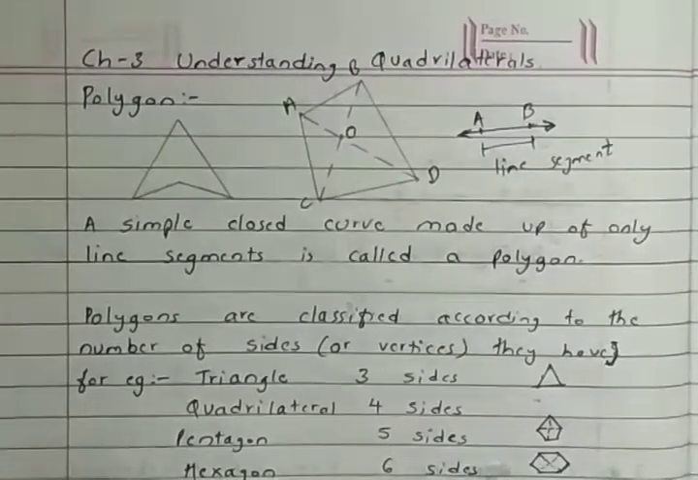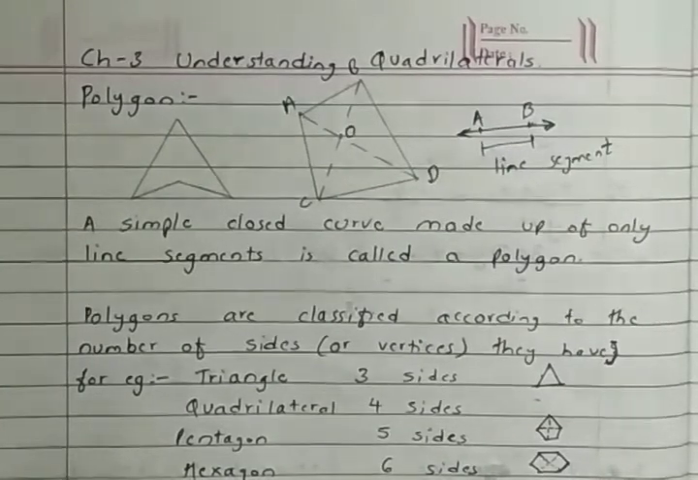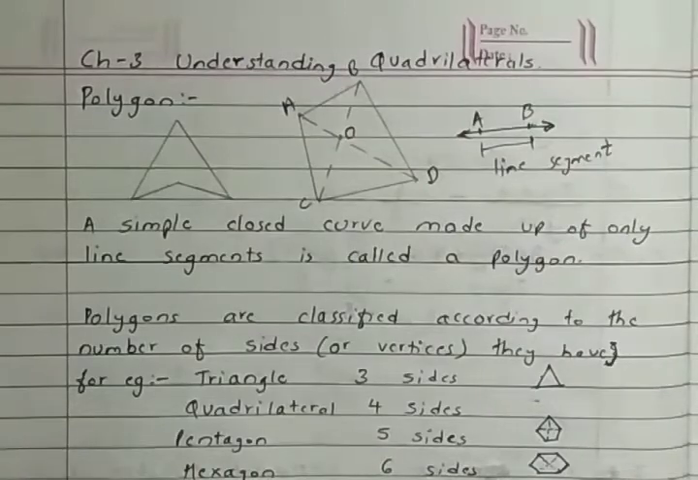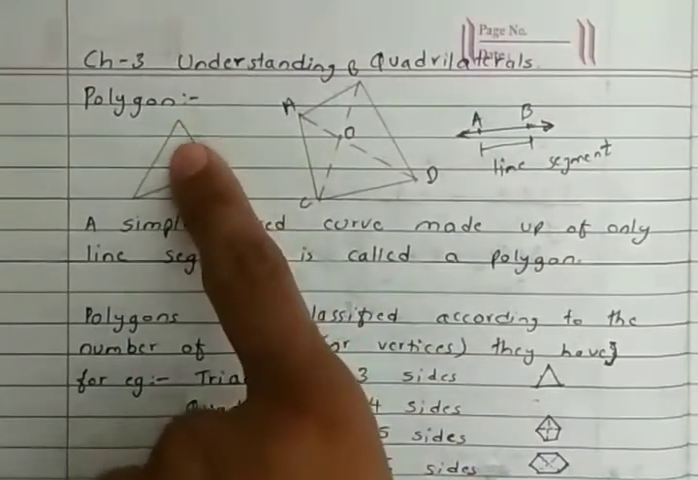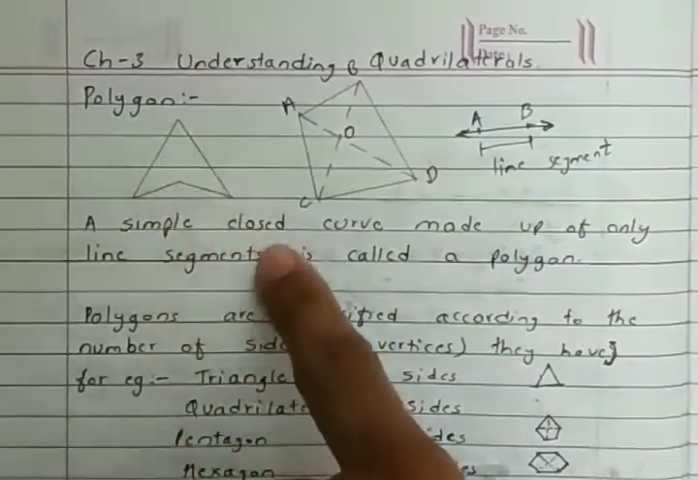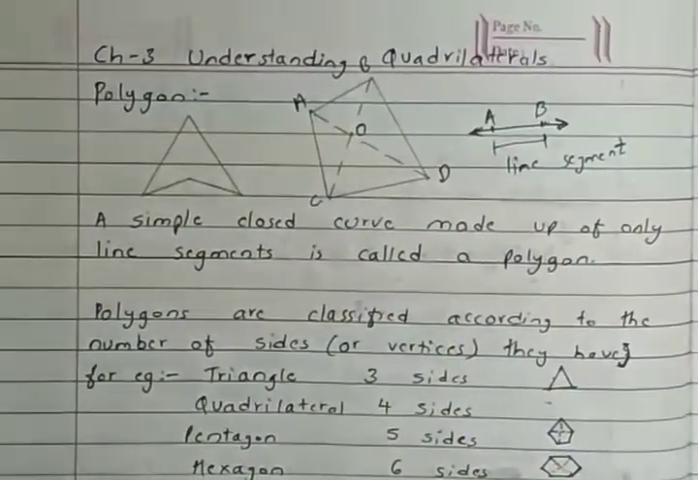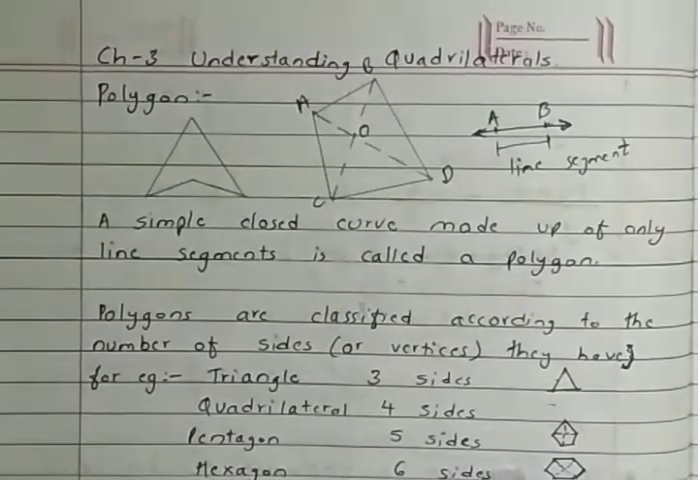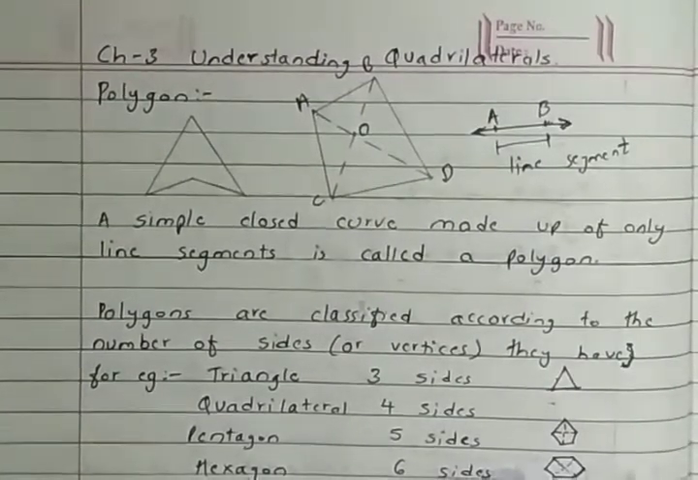Let's learn math subject of standard 8, chapter number 3. Chapter name is Understanding Quadrilateral. First of all, can you see this figure? We'll learn the definition of a polygon first, okay?